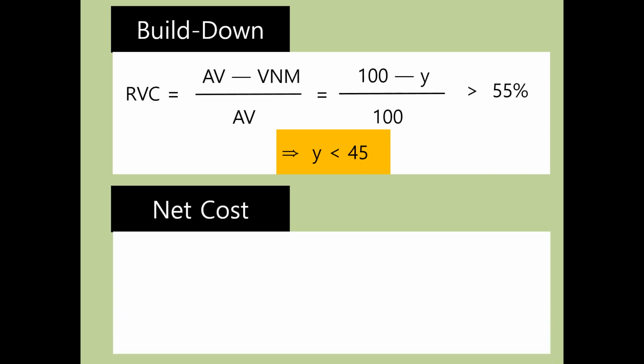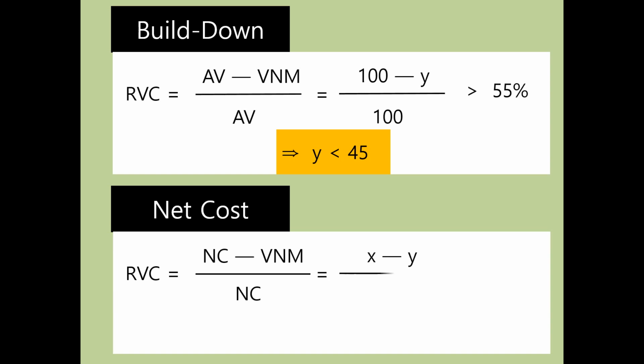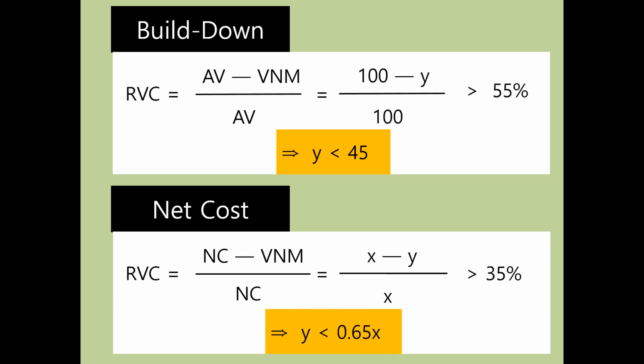Okay, next, let's see the net cost method. The formula of the net cost method is (net cost minus VNM) divided by net cost. And net cost is X and VNM is Y. So it is (X minus Y) divided by X. And that should be more than 35%. After calculation, we are also able to know that Y should be less than 0.65 times X to satisfy the net cost method.